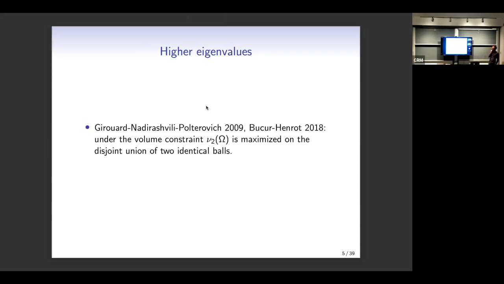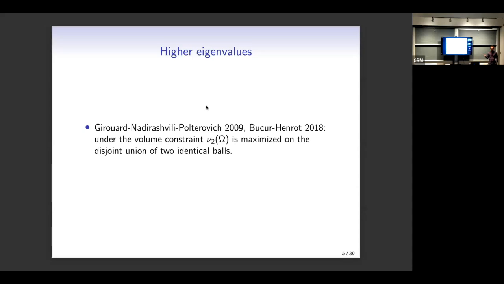It was proven not so long ago that indeed the second eigenvalue is maximized by the following picture. You take two disks or two balls of the same volume, and you connect them together by, say, a tiny bridge. Or if you don't care about the domain being connected, you can just leave them disconnected. The story is similar: Alexandre Girouard, Nikolai Nadirashvili and Iosif Polterovich proved it in two dimensions, following the method of Szegő. And then later, Bucur and Henrot proved it in arbitrary dimensions, following the method of Weinberger.